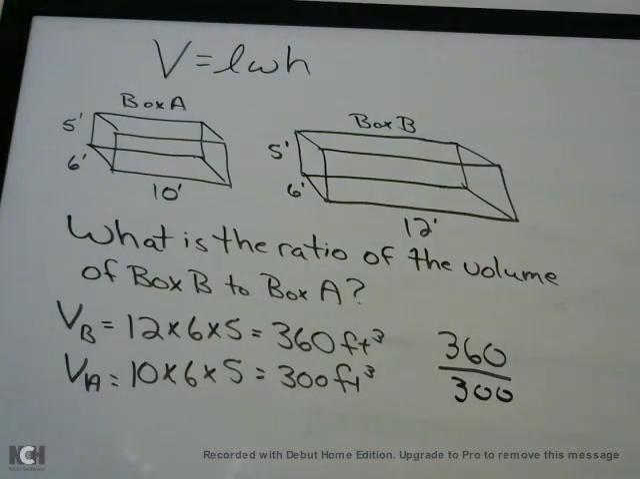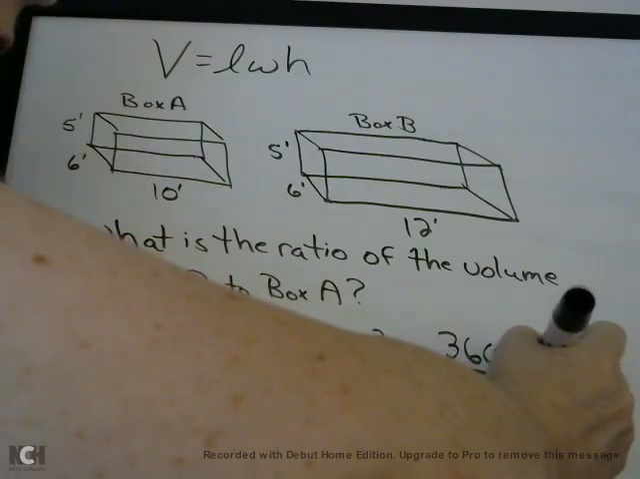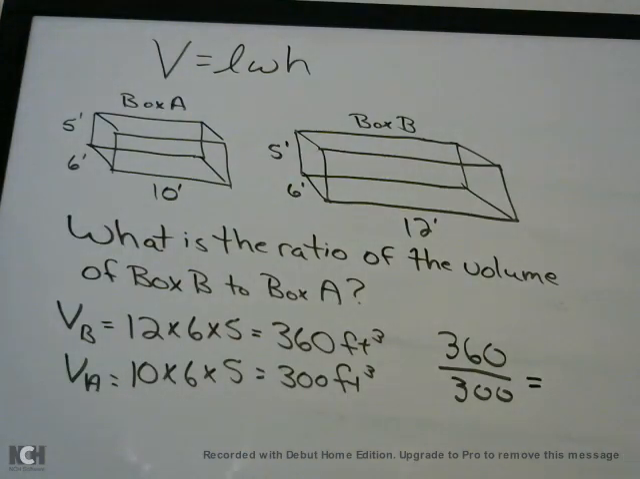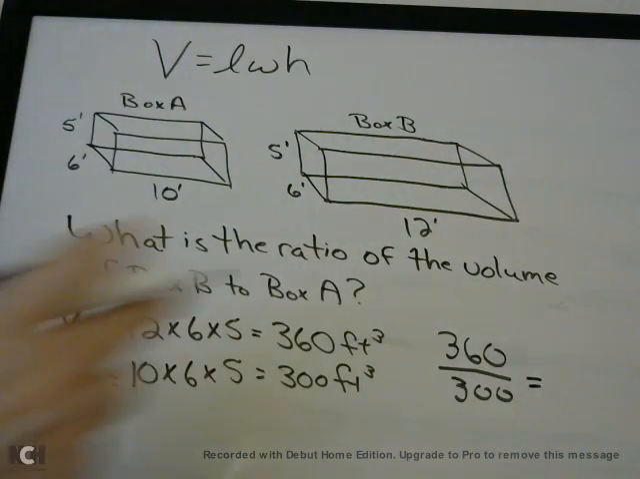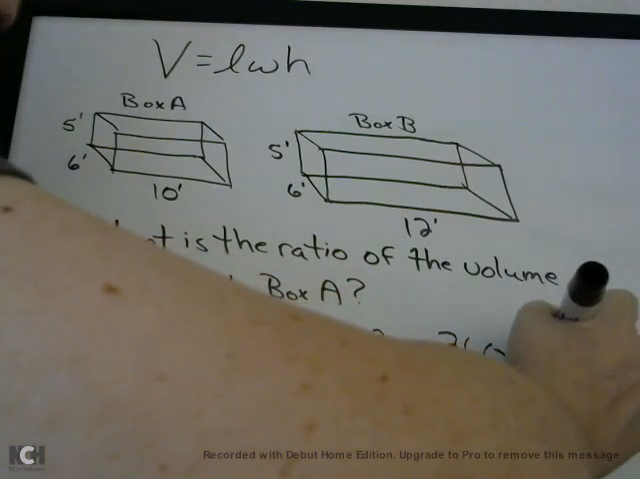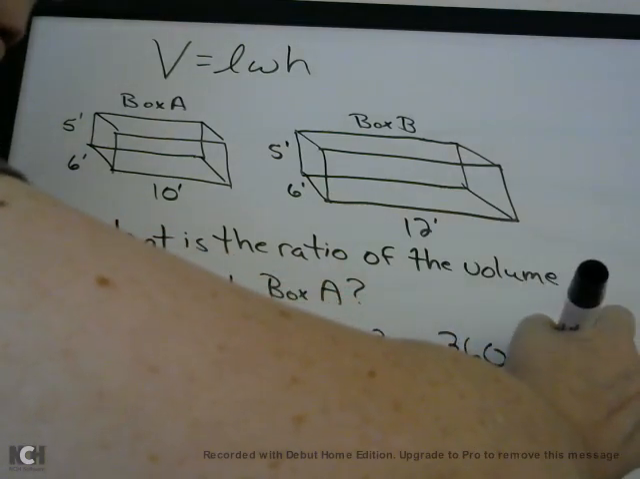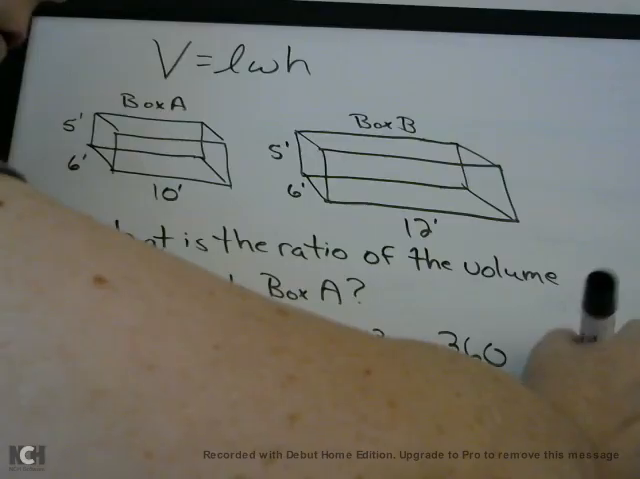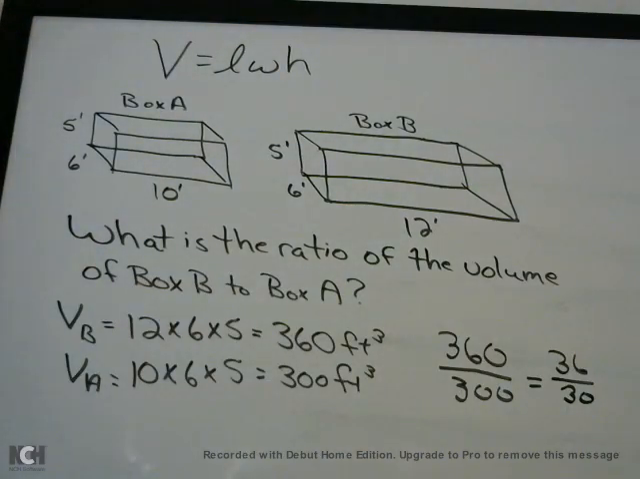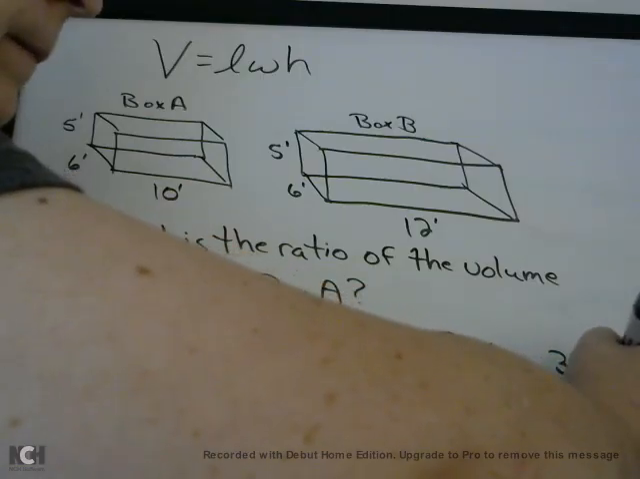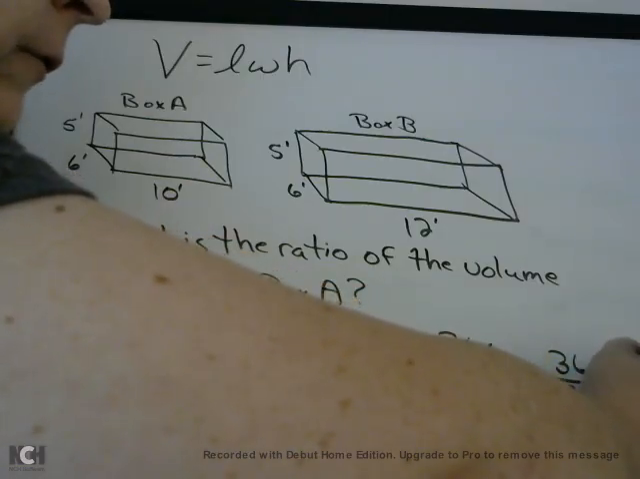And then you put this into lowest terms. And if you don't know how to do that, you need to watch the video on lowest terms. But we're going to first divide it by 10. That seems pretty obvious. You get 36 over 30. And then we'll divide that by 6. And you get 6 over 5.